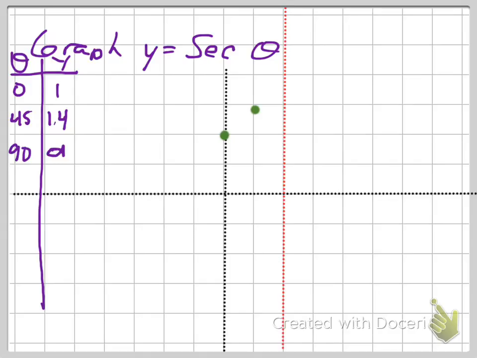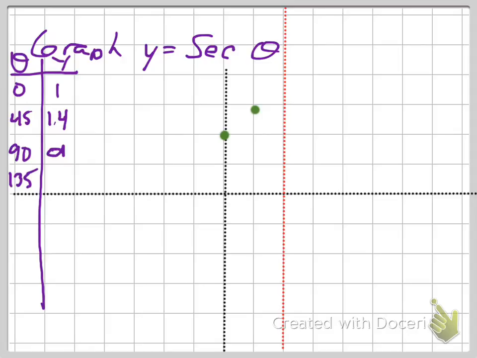That's an asymptote. Is 90 always? No. It is for tangent and secant, because those are the two we've done, because that puts a cosine on the bottom, and cosine of 90 is 0.